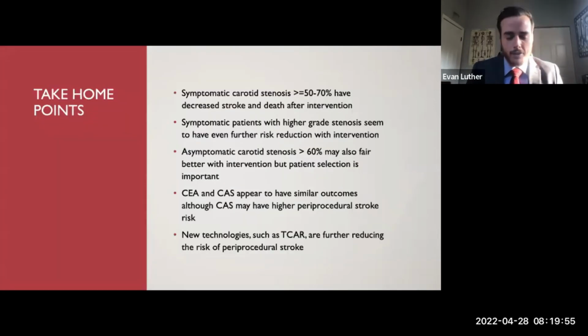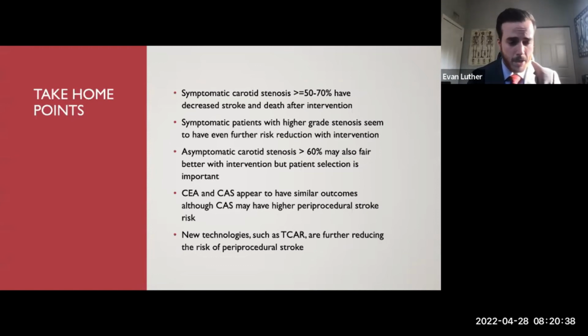So, that's a lot of information regarding carotid stenosis. I put this slide in here just because there's a ton of trials in carotid stenosis, and I wanted to give you the salient points and a synthesis of all of those trials. What we really found more than anything is that patients with symptomatic carotid stenosis, so at least 50 to 70% with a history of an ipsilateral stroke or TIA, definitely have decreased stroke and death after intervention, meaning that these people truly do benefit from an intervention. And we found even further that patients with higher grade stenosis, meaning even higher than 50 to 70%, seem to have even further risk reduction with intervention.